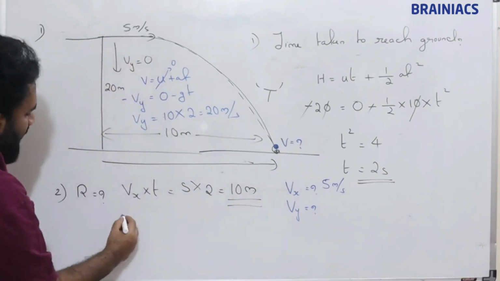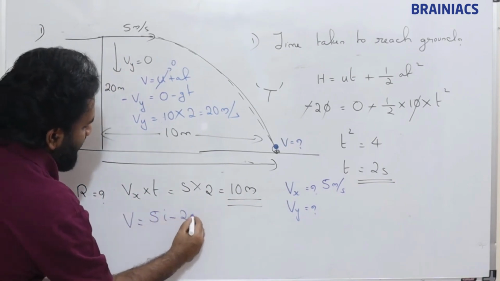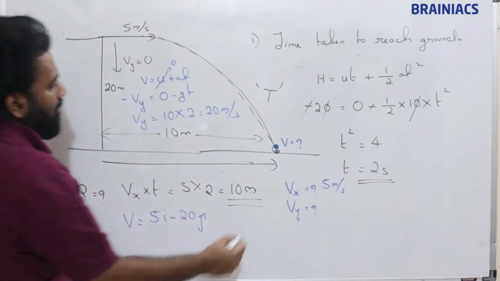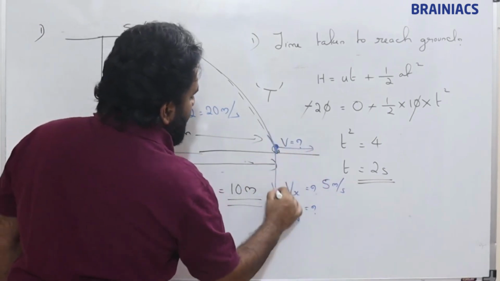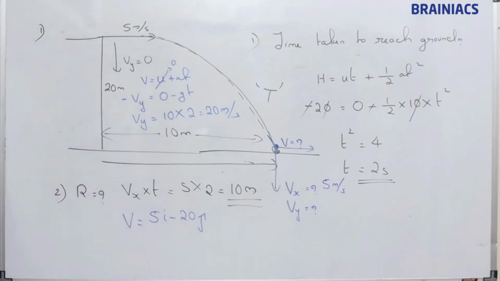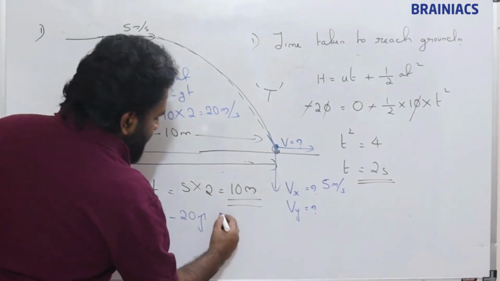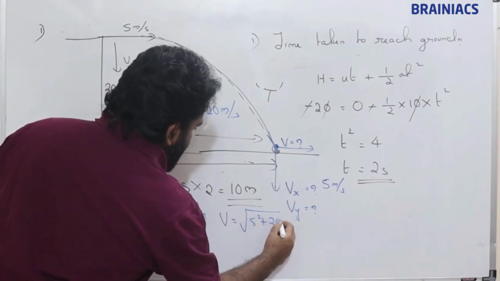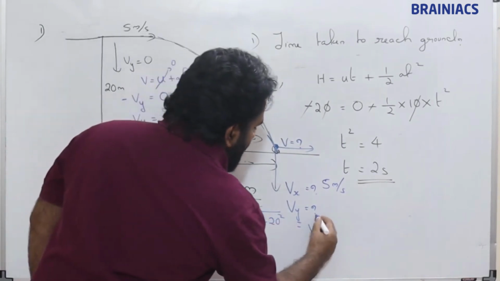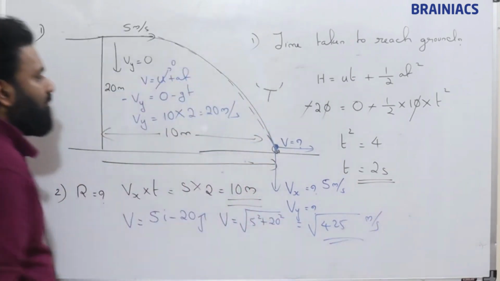So V is going to be 5i minus 20j, because when it comes like this, one component will be in this direction, another component will be in this direction. Correct or what? So 5i minus 20j. If we need to find the magnitude, this is going to be the square root of 5 square plus 20 square, root of 425 meter per second. This is the answer for this question.